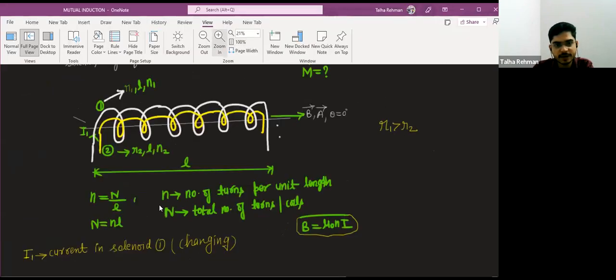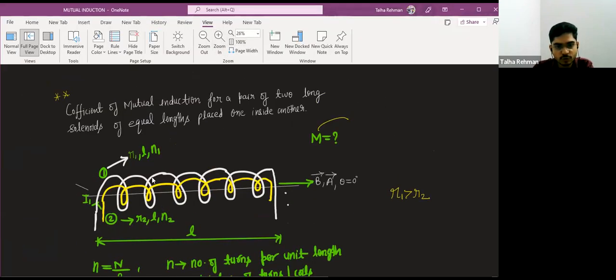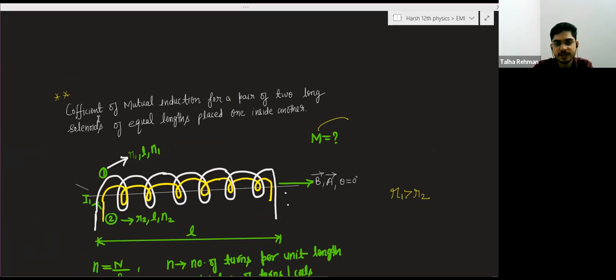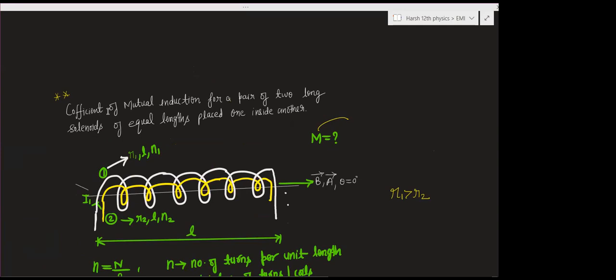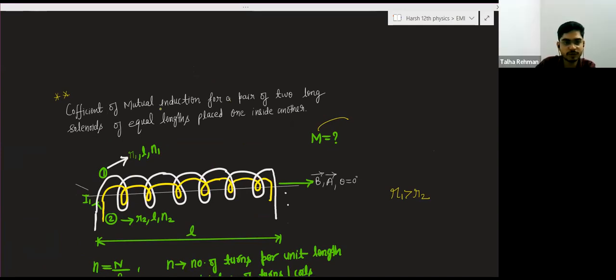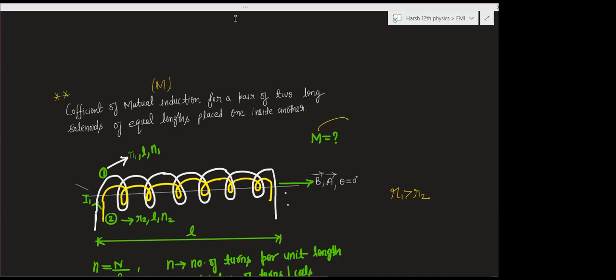See, here are two solenoids, coaxial solenoids. This is given in NCERT. We want to find the coefficient of mutual induction, that means we want to find capital M, the coefficient of mutual induction for a pair of two long solenoids of equal length placed one inside another.